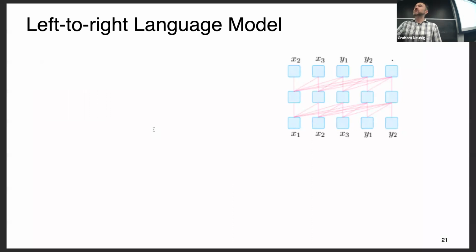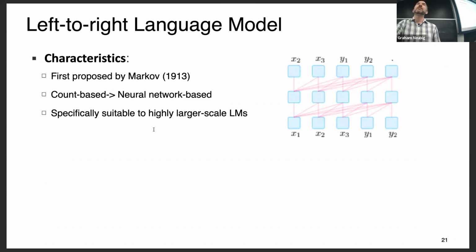So left to right language models are the language models that we've been talking about from the very beginning of the class. Basically, they predict from left to right in an autoregressive fashion. If you want to go back to when they were first proposed, they were actually proposed by Markov in 1913, where the name Markov model comes from.